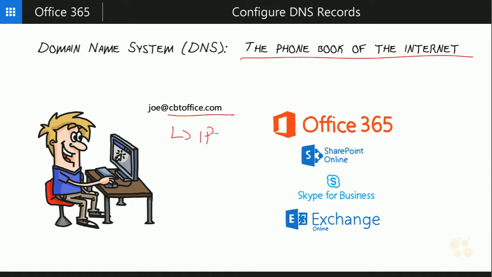It's got to look up cbtoffice.com and find out what the IP address for that domain name should be, and then it can send that on to the Exchange server. It can find the Exchange server on the internet with that IP address.